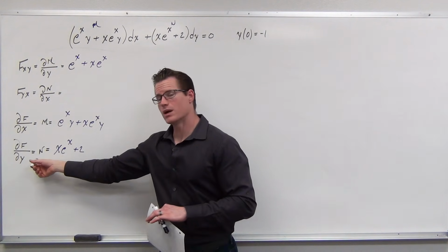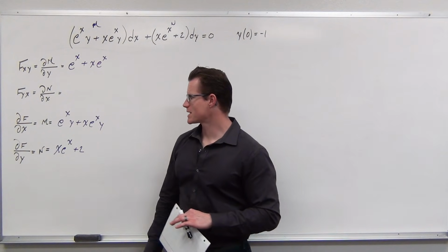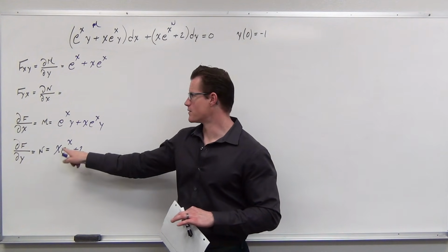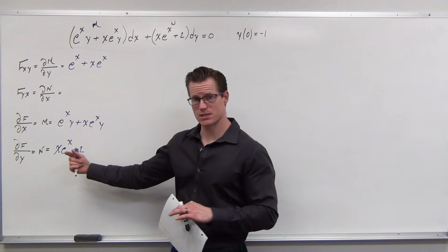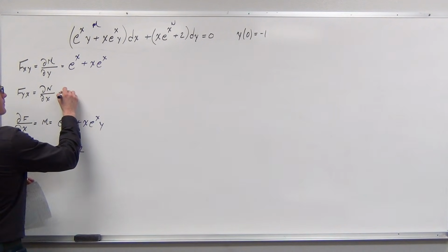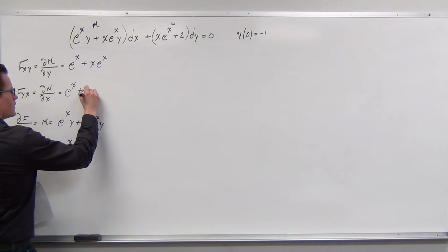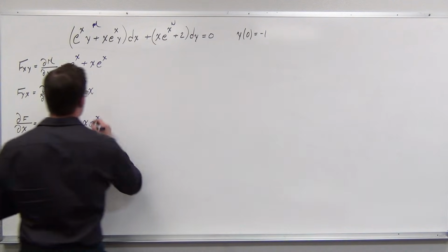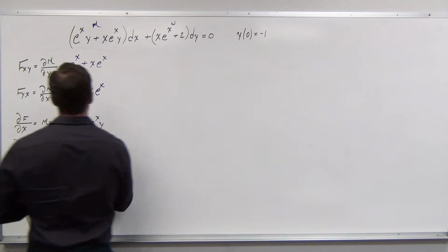Or, since this is already the partial with respect to y, take it again with respect to x. Now that's 0, but that is a product rule. So you're going to have derivative of the first, that's 1, times the second, e to the x, plus the first, x, times the derivative of the second, e to the x. And that's exactly what we want.